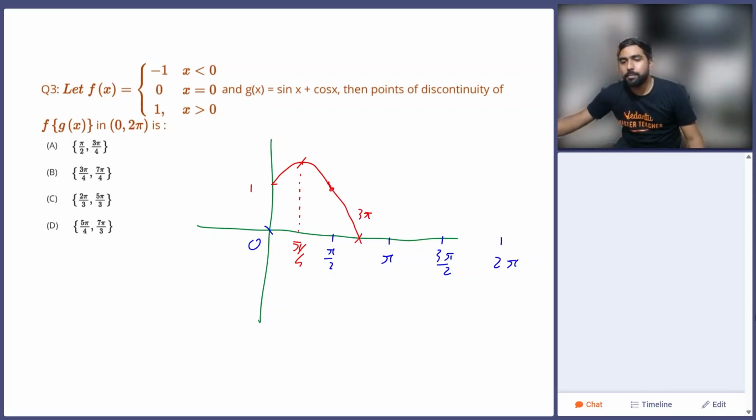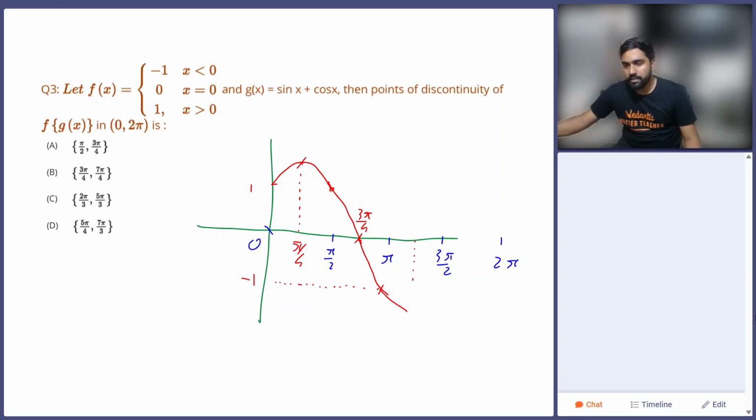It will keep on dropping in the same fashion. At 3 pi by 4, sine is plus 1 by root 2 but cos is minus 1 by root 2, so I attain the value 0. Then the value again keeps on dropping. At pi, you will reach minus 1, where sine is 0, but cos is equal to minus 1.